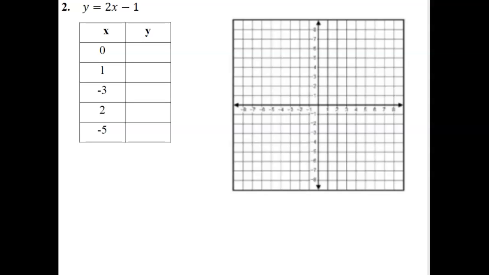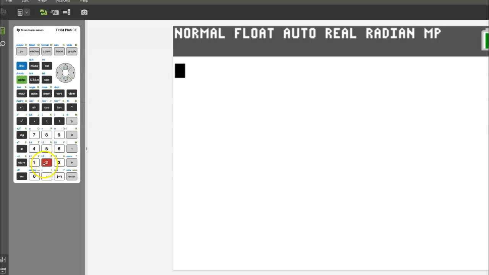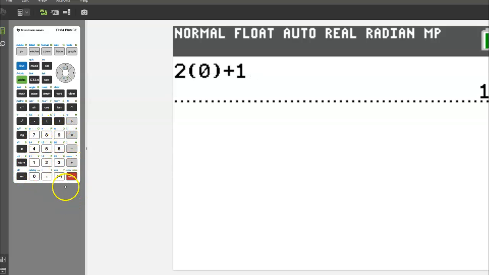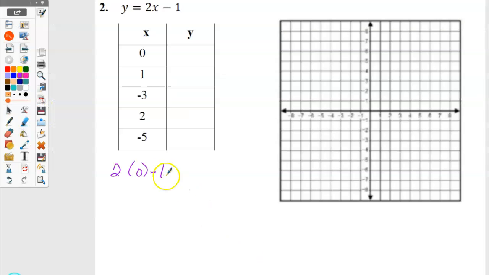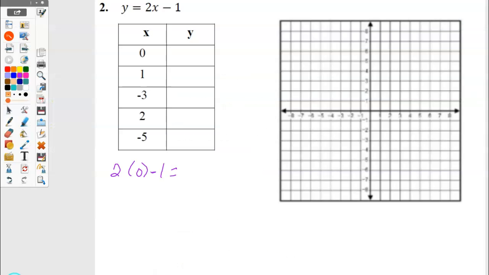Okay, so the next one is 2x minus 1. Same deal. We're going to plug in all of these points. So it'll be 2 times 0 minus 1. Again, we can type this all in our calculator. And if we're careful about the way we do it, we can type this all in at one time. Parentheses here. So we're going to do 2 parentheses 0 plus 1. And when we do that, we get a 1. Oops, I'm sorry. I typed it in wrong. 2 times 0 minus 1. And when we do that, we get -1.